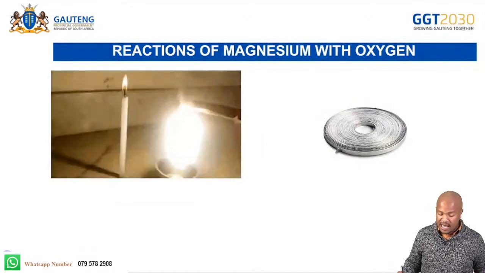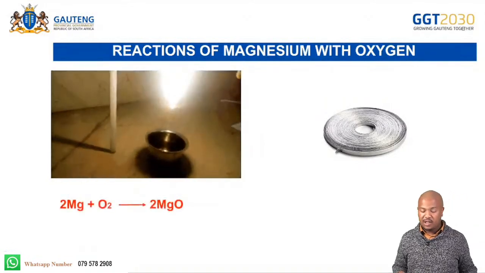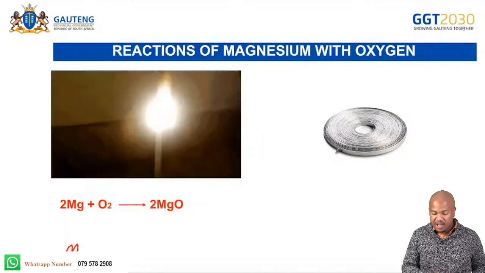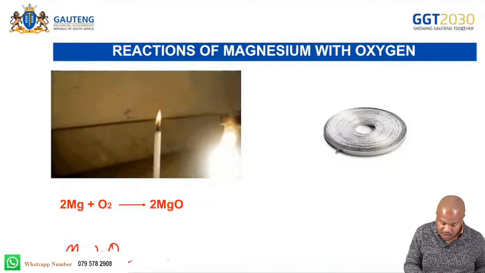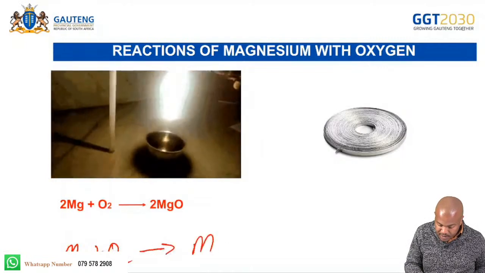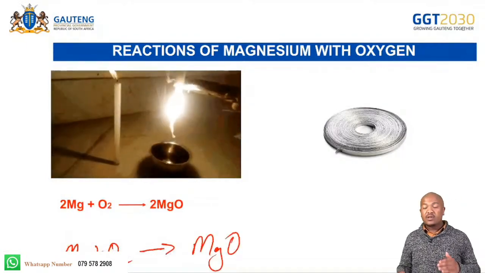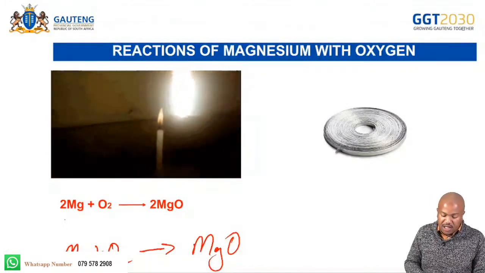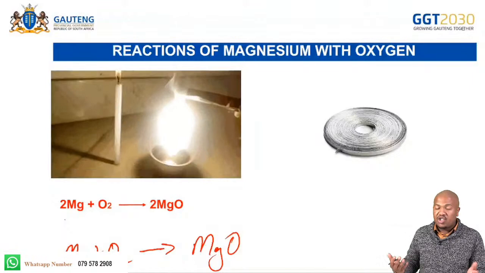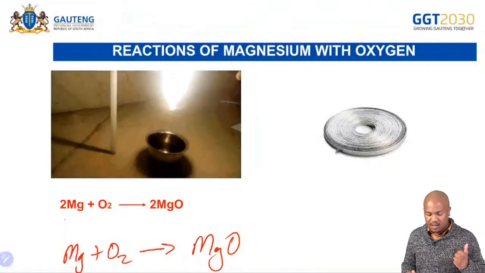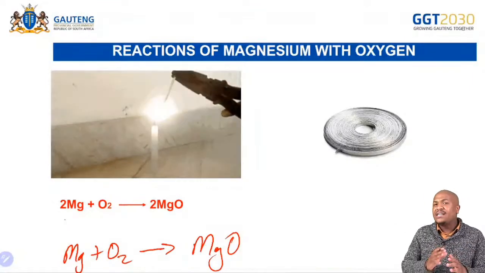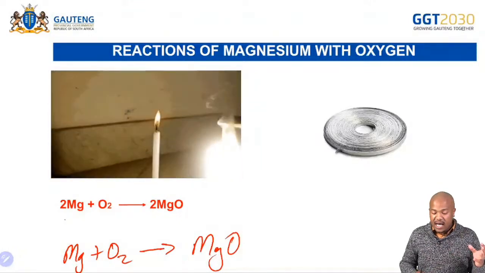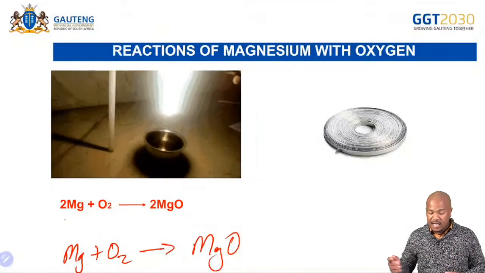So here is a balanced equation of this reaction. Remember, magnesium is Mg, plus oxygen to form what? MgO, or magnesium oxide. So the balanced equation of this is 2Mg plus O2 to form 2MgO. And why do we say it's balanced? Because when counting the number of atoms and type of atoms, they are the same on the reactant side as on the product side.